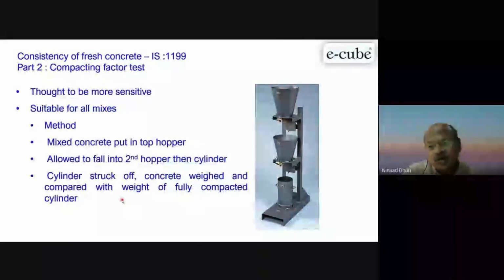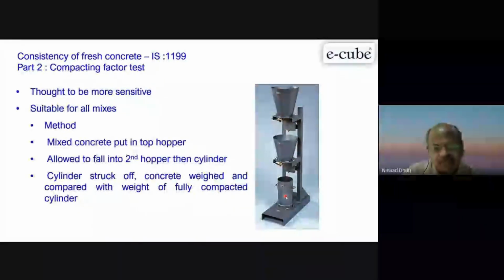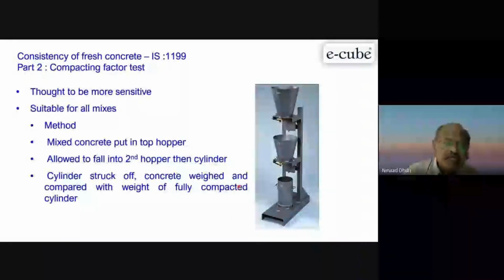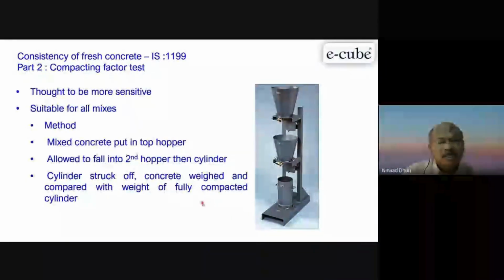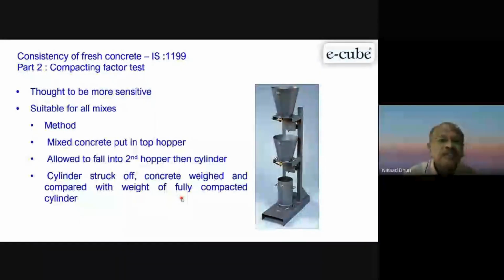If the ratio is 1, it means your concrete is highly workable and no compaction is required. They are specifying 0.8, 0.85, and accordingly we have to adjust. This is also a laboratory test, a very good indication of the compacting factor of a particular mix. So we will not spend much time on this.